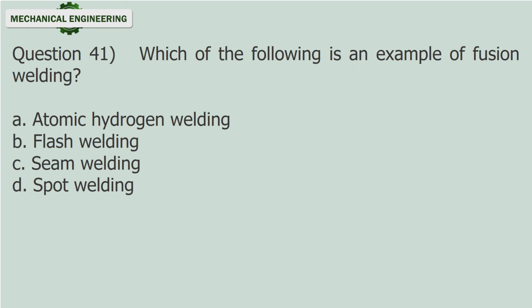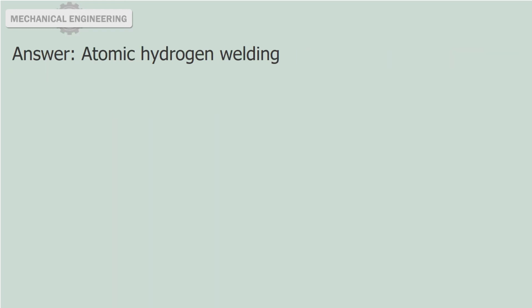Question 41. Which of the following is an example of fusion welding? A. Atomic hydrogen welding. B. Flash welding. C. Seam welding. D. Spot welding. Answer: atomic hydrogen welding.